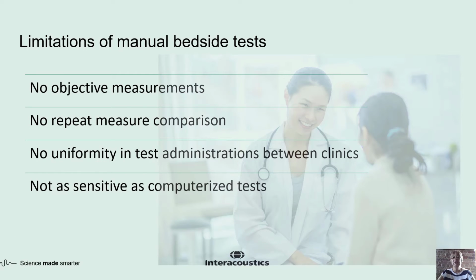There are limitations to bedside testing. The most obvious ones are that there are no objective measurements, so everything is subjective, and that makes it much more difficult to compare scores from visit to visit, so it's hard to monitor the progress. There is no, or at least very limited, uniformity among how different clinics do the tests, so it's hard to compare from clinic to clinic. And of course, subjective measurements are never going to be as sensitive or as accurate as the computerized algorithms that we have in the newer systems that are available today.